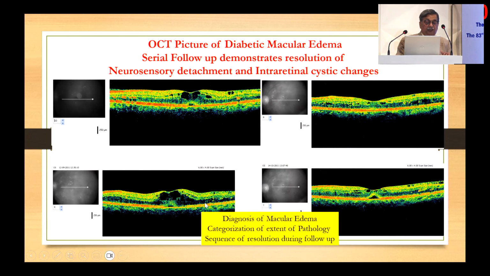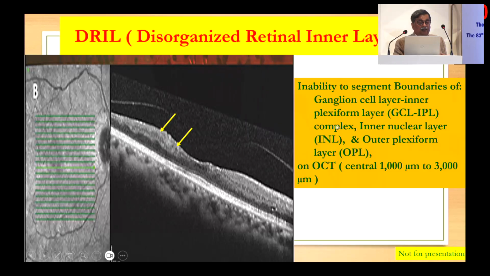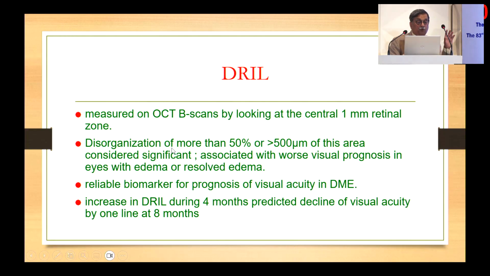So you can use the OCT as you see here for following how the patient is doing. He's improving, improving further. The other important thing is drill. Drill is a situation where you have a disruption of these layers. You see the ganglion cell layer, inner plexiform layer, inner nuclear layer, they're all now looking as one mass. This means that this patient has a poorer prognosis if this is in the central 1000 micron of the macula.